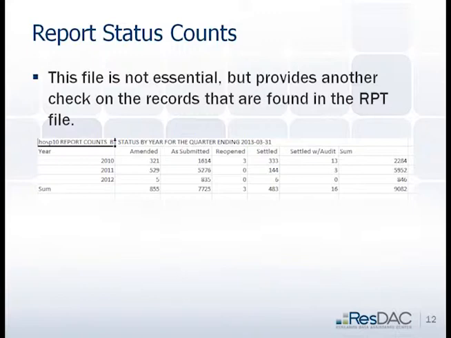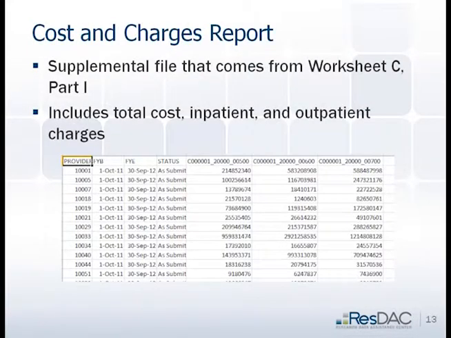Report status count file. This file is another one that is not essential, but it's nice to have. It is another double check to make sure that your counts are lining up, that when you check on how many cost reports you have by fiscal year, that it's matching with what CMS said it has. Okay, this is another one that I say is a supplemental. It's not essential, but it sure is nice.